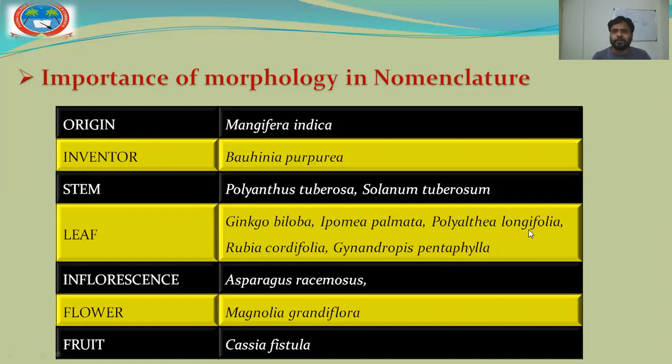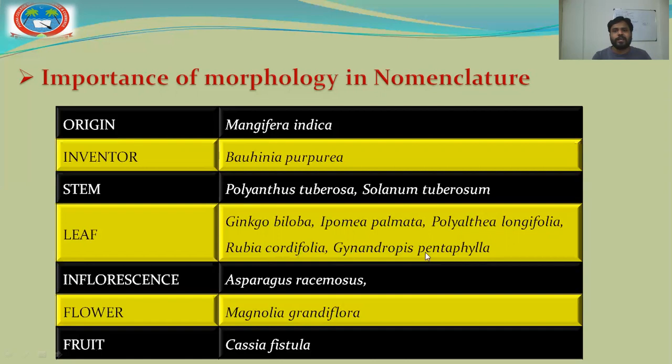Polyalthia longifolia, it means the leaves are long. The leaves are long in shape. That's why it is called Polyalthia longifolia. Or Rubia cordifolia. Cordifolia means the shape of the leaves is heart shape. Heart shape, that's why it is called cordifolia.